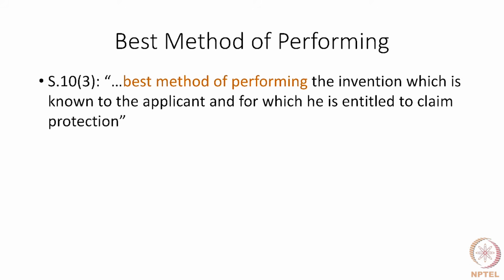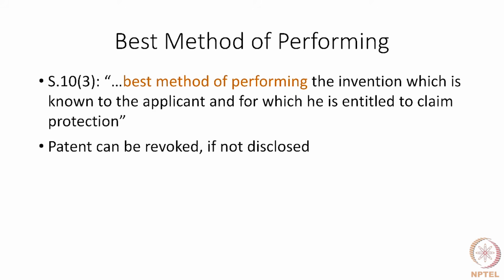So he can only disclose what he knows, for which he is entitled to claim protection. So the best method is tied to the claim. So if you describe the claim in detail, the method of performing the invention in detail, whatever you have claimed, then you satisfy this requirement. Now the patent, again, as we have seen in section 64.1h, it can be revoked if you do not disclose the best method in your specification.